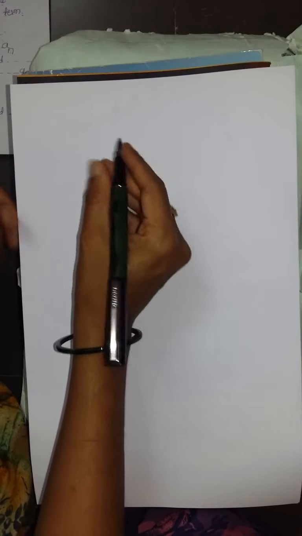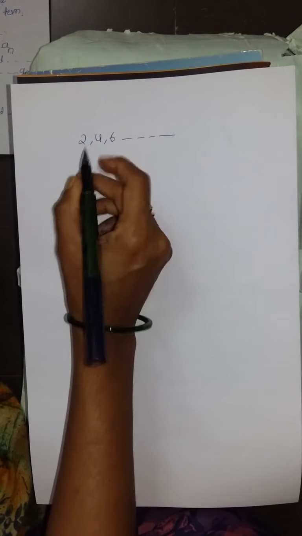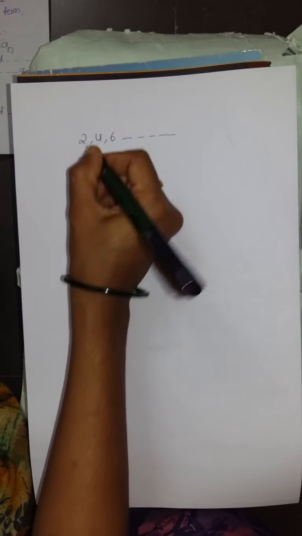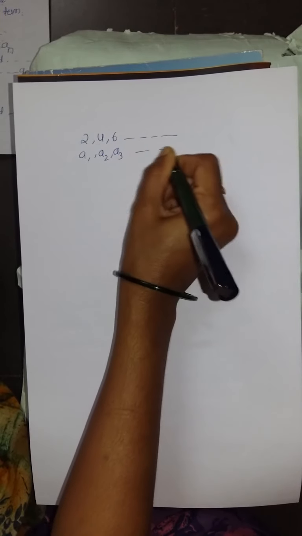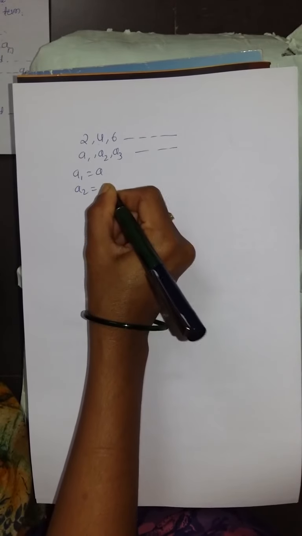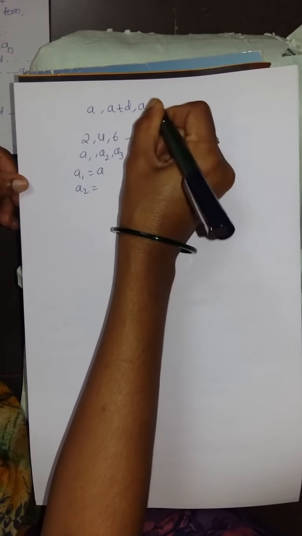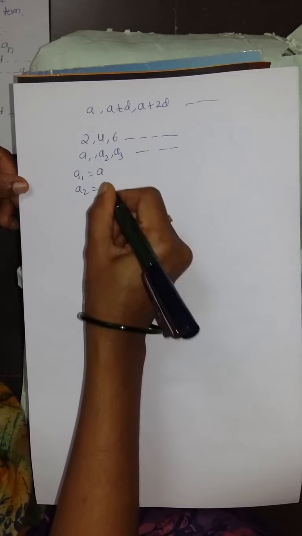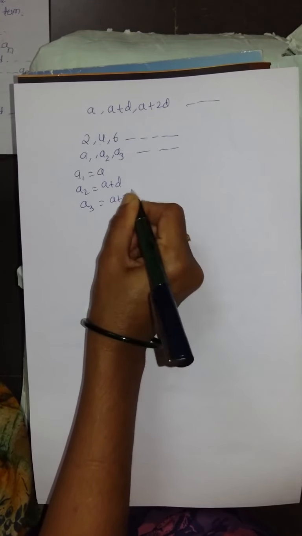Consider the example 2, 4, 6, and so on. Yes, this is an AP. So here we have A1, A2, A3, and so on. We know A1 is a, A2 is the second term. The general form of AP is a, a plus d, a plus 2d, and so on. So the first term is a, the second term is a plus d, and the third term is a plus 2d.